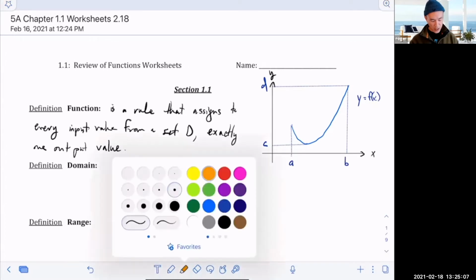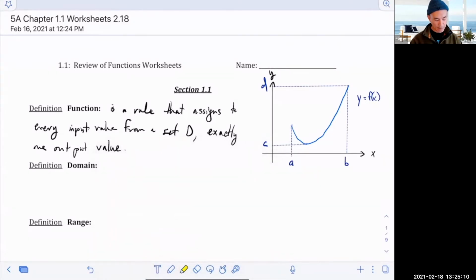And I want to highlight a couple of parts for you. So the first part I want to highlight is this idea that it's a rule. In other words, when I say a rule, I mean there's some method of assigning input values to output values. Sometimes it's a formula, sometimes it's a table, sometimes it's a description in words, but we need some way of communicating where the input value goes, right? The second condition is that we really need this idea that it assigns exactly one output value. Okay, so this exactly one is also kind of important.